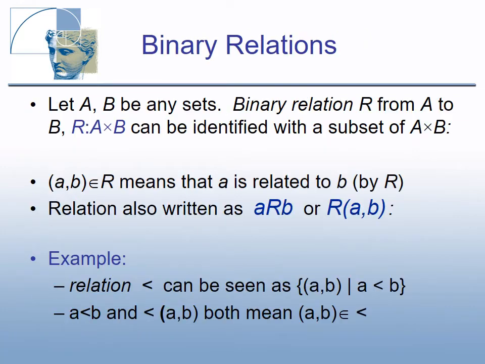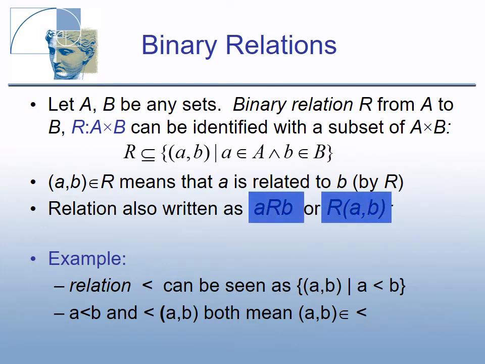A few words about binary relations. Let A and B be any sets. A binary relation R from A to B can be identified with a subset of their Cartesian product A × B. A relation can be written in such a way. It means that a is related to b by R. Here are some examples.